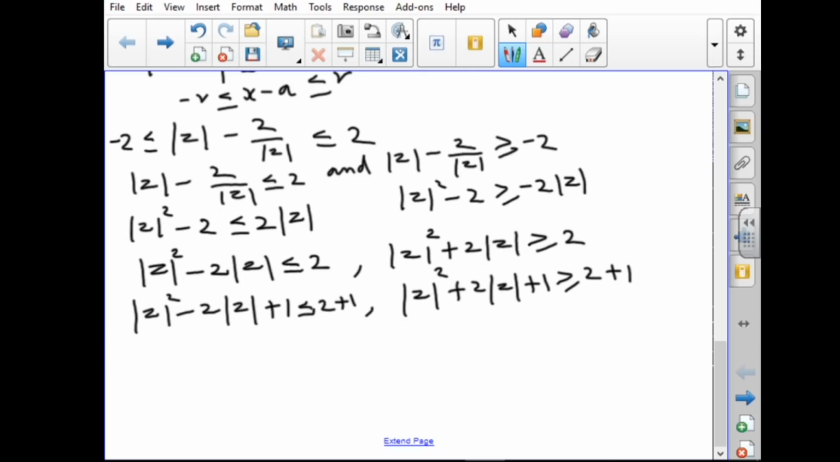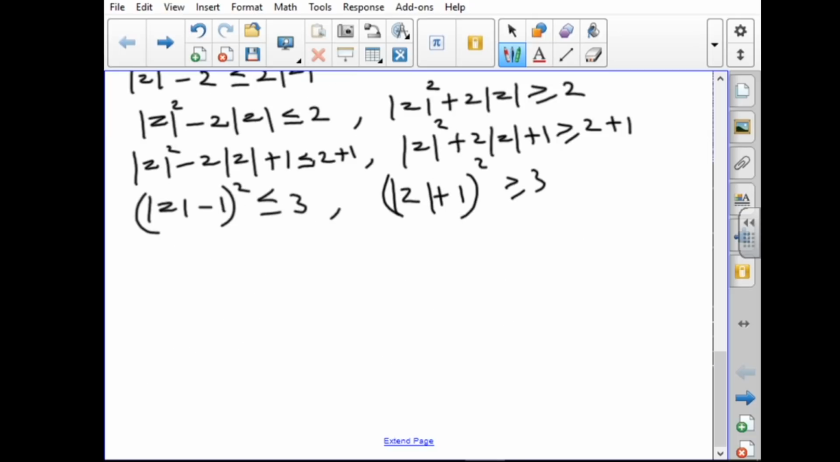Therefore, see here, this is a square minus 2ab plus b square. So it can be written as modulus of z minus 1 the whole square less than or equal to 3, and modulus of z plus 1 the whole square greater than or equal to 3. Now taking the square root on both sides, we take only the positive square root, therefore modulus of z minus 1 is less than or equal to root 3.